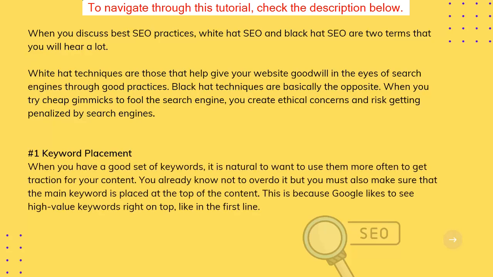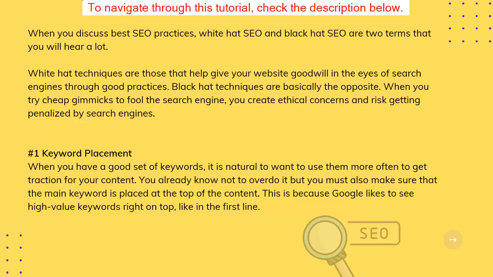When you have a good set of keywords, it is natural to want to use them more often to get traction for your content. You already know not to overdo it, but you must also make sure that the main keyword is placed at the top of the content. This is because Google likes to see high-value keywords right on top, like in the first line.